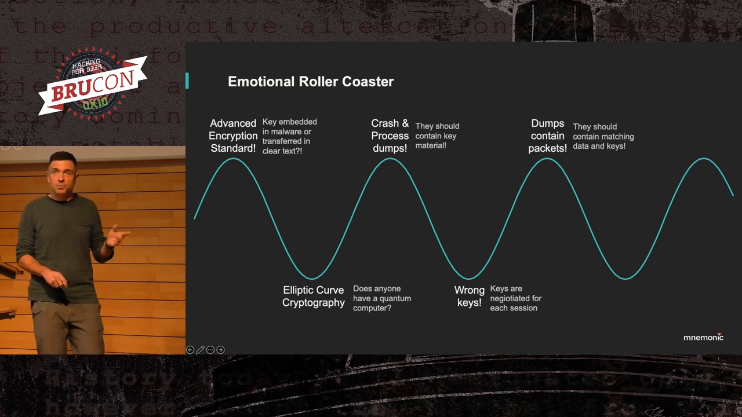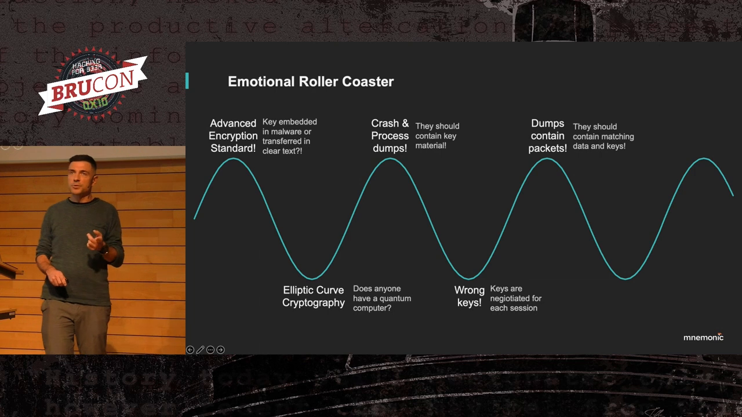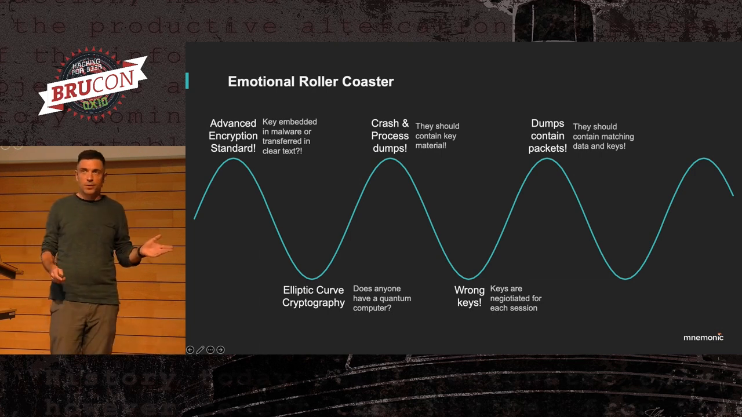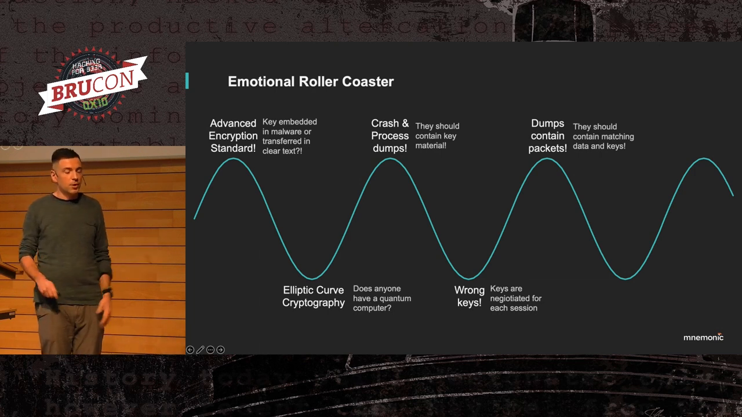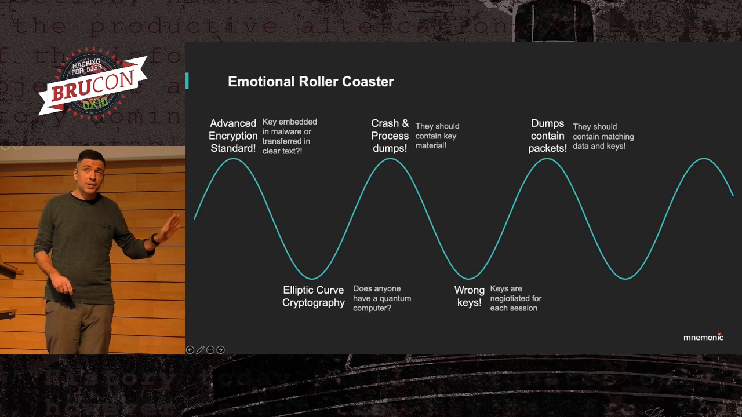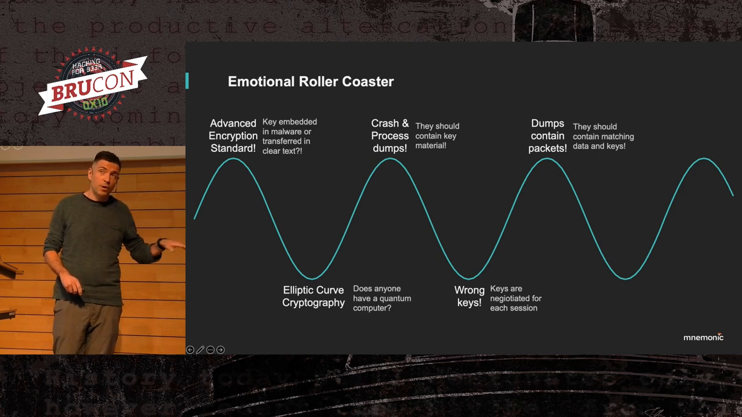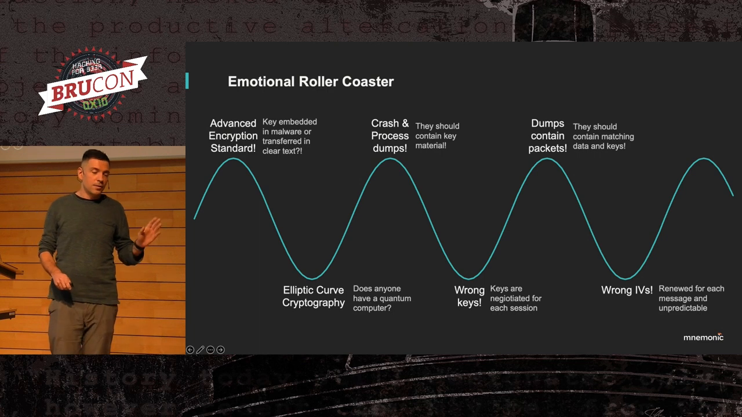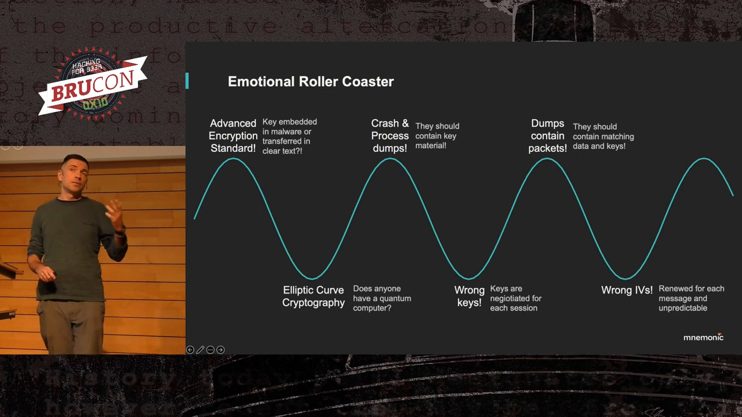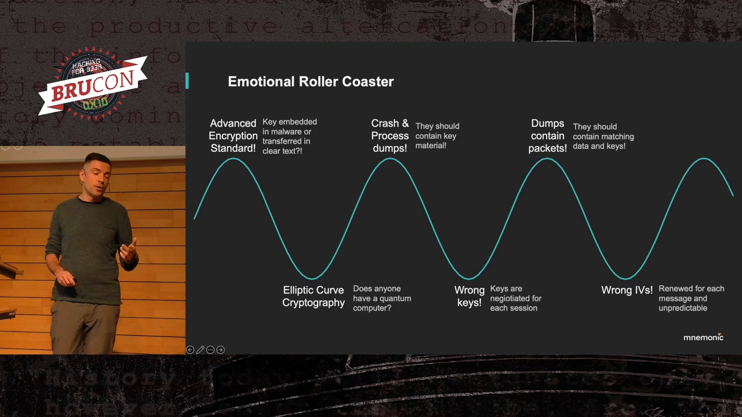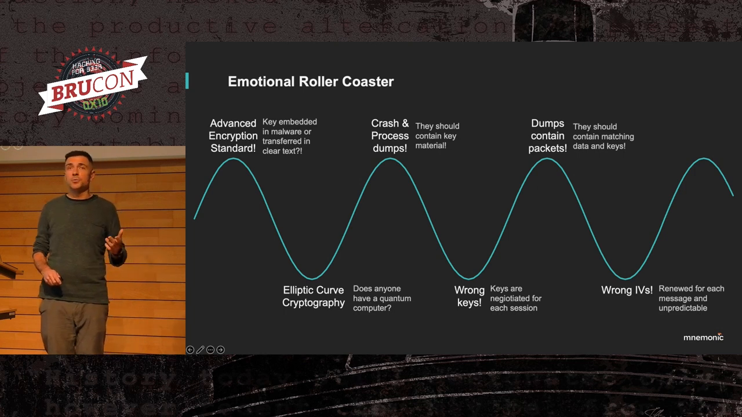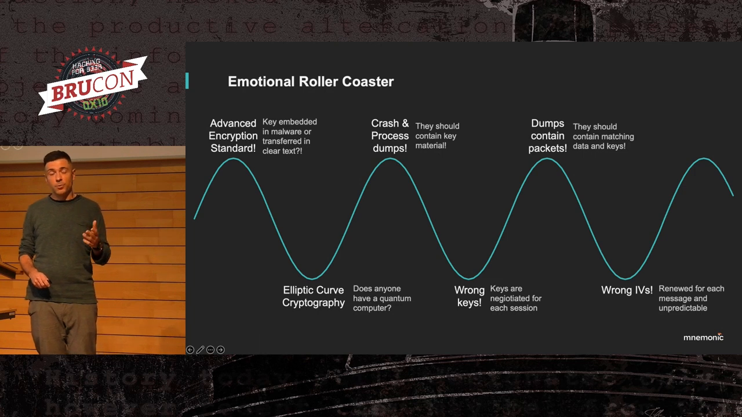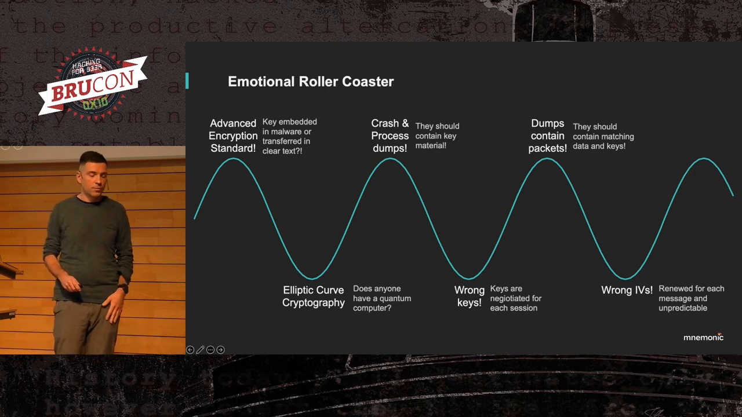But examining the crash dumps again, we thought, wait a second, they should also contain some packet data, right? Which might show us some of the operator activity. And they should match the key material in those same process dumps as well. But again, a downside: we had the wrong IVs. It turns out that it doesn't only negotiate new keys for each session, it also renews IVs for each message. And the IV renewal algorithm is very unpredictable.